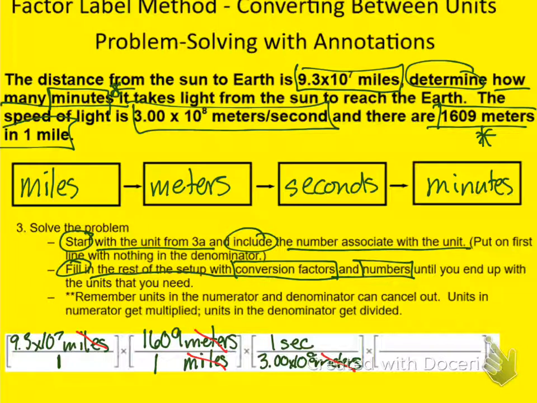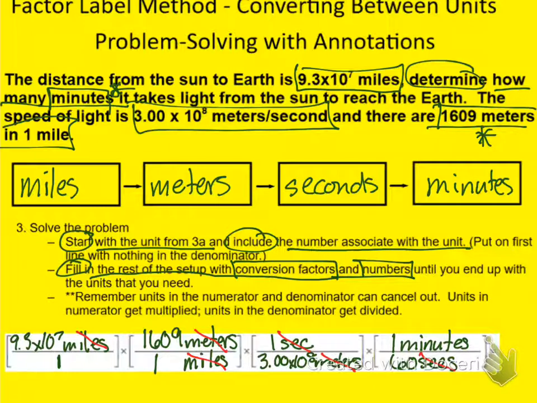I'm almost done. And then I am going to use my 1 minute for every 60 seconds. That cancels out seconds, 1 on top, 1 on bottom. So now all I have to do is put it in the calculator and solve.